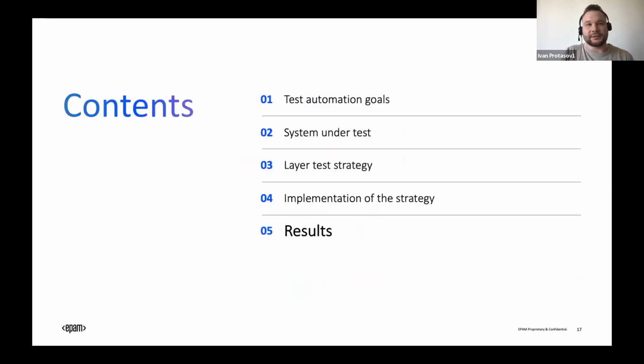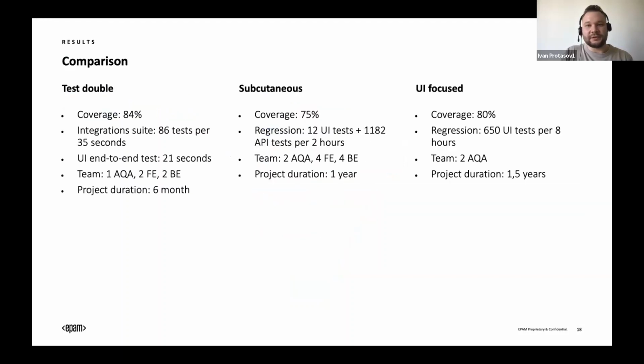In the final part of my speech, I want to share with you test automation metric comparison from different projects. First project is relatively small. It has active development duration of 6 months. And on this project, test double approach was implemented.